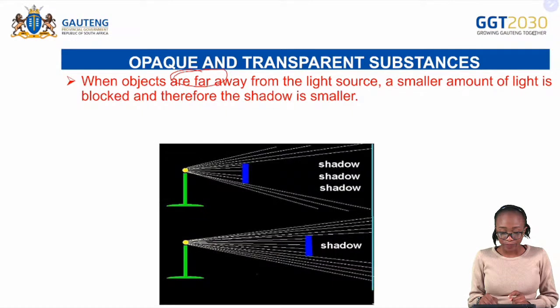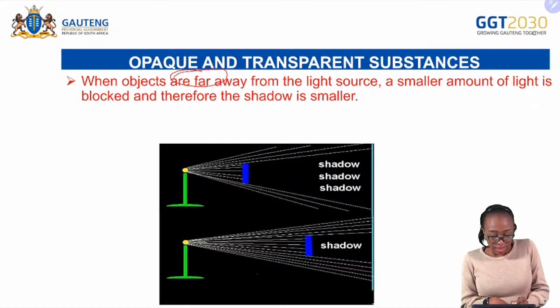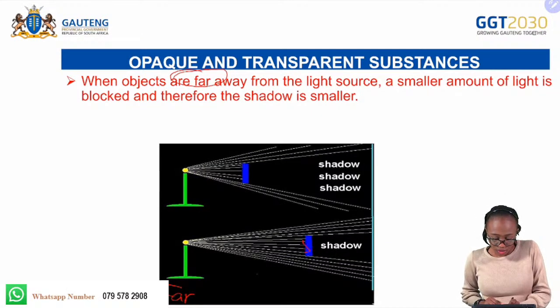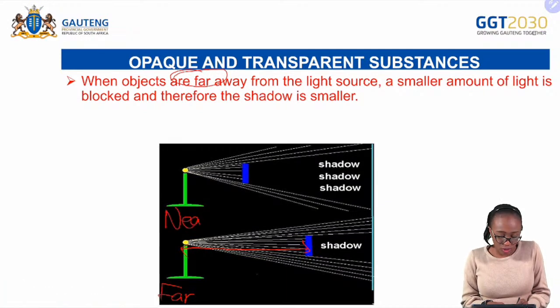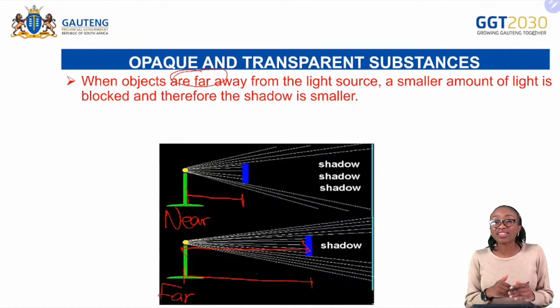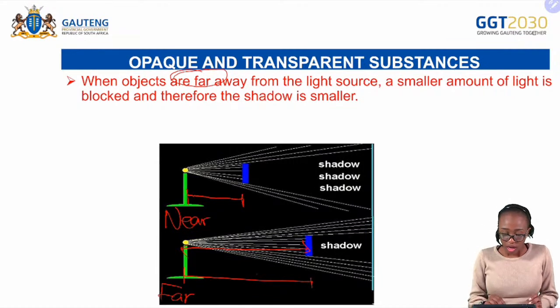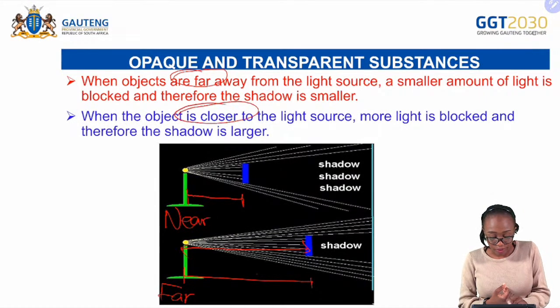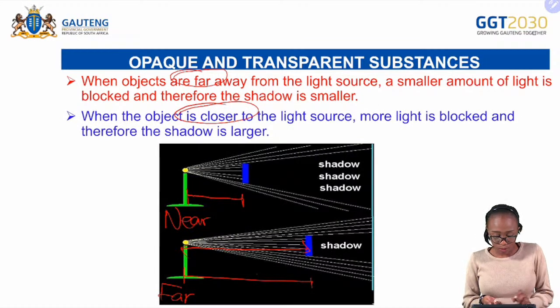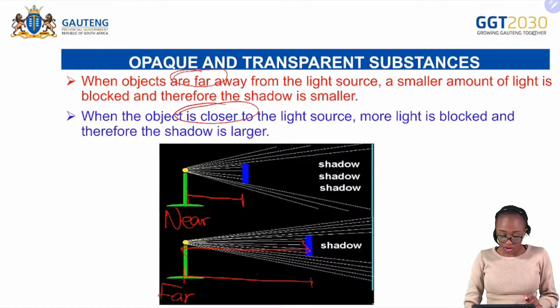Now let's look at this picture here. In this particular case, this object is far from the light source. Why am I saying so? I'm just considering the distance between the light source and the object. And this object is quite close, it's near the light source. If you compare the two, one is shorter and one is longer. Now, when an object is closer to the light source, more light is blocked and therefore the shadow is larger.